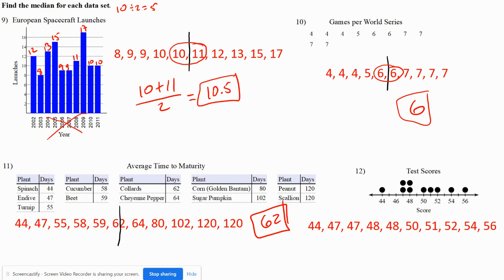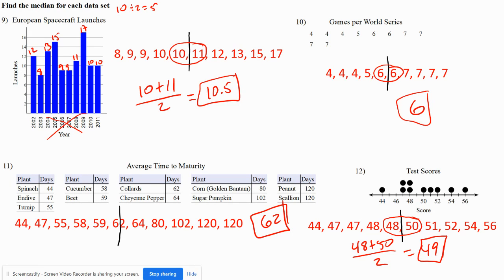Looking at example number 12, let me put my numbers in order from small to large. I'm going to draw a line such that I have the same amount of numbers on each side of my line. I see that I go in between two numbers. I can ask myself, what number is between 48 and 50? If I cannot think of it, I'm going to add the two numbers and divide it by 2. 48 plus 50 is 98. 98 divided by 2 is 49. It is the number right in between 48 and 50. That's how we do median.